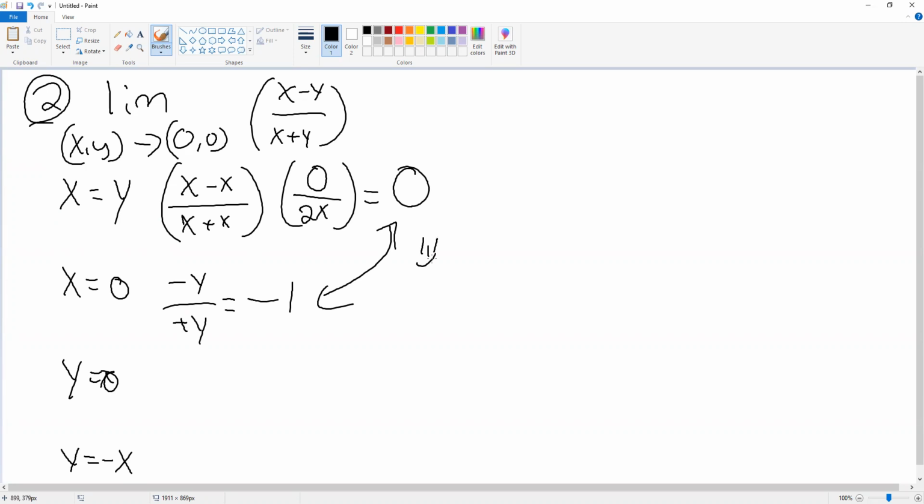But if we want to keep going further, we can plug in when y is 0, just in case. We'll see that we have x over x. X over x is basically 1. And we can instantly see that none of these are the same. So therefore, the limit does not exist.